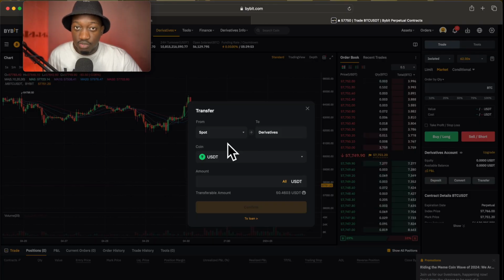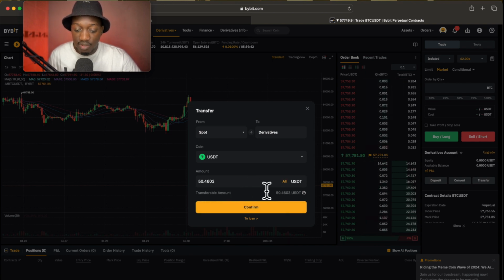But with derivatives trading, this is the whole tutorial on how exactly you are going to make money with derivatives trading. So once you do that, you're going to have to put the amount that you are willing to transfer. So in this case, I want to transfer 50 USD, all of it. I'm just going to click all and click confirm. So it's going to be available on my derivatives account, you know what I mean?